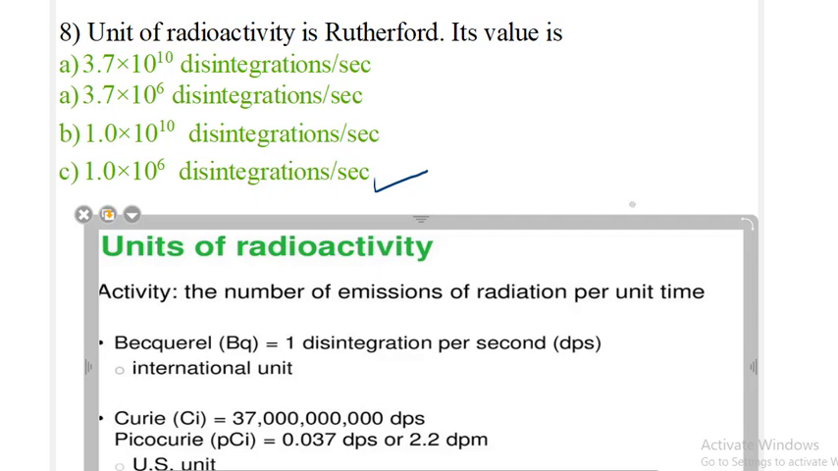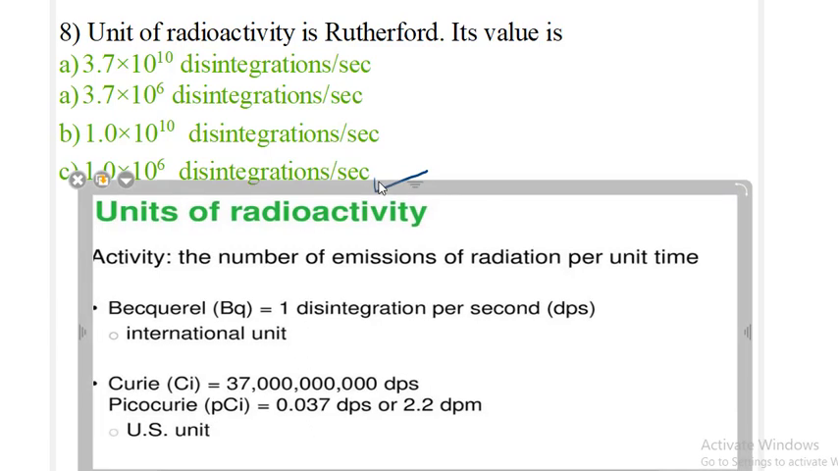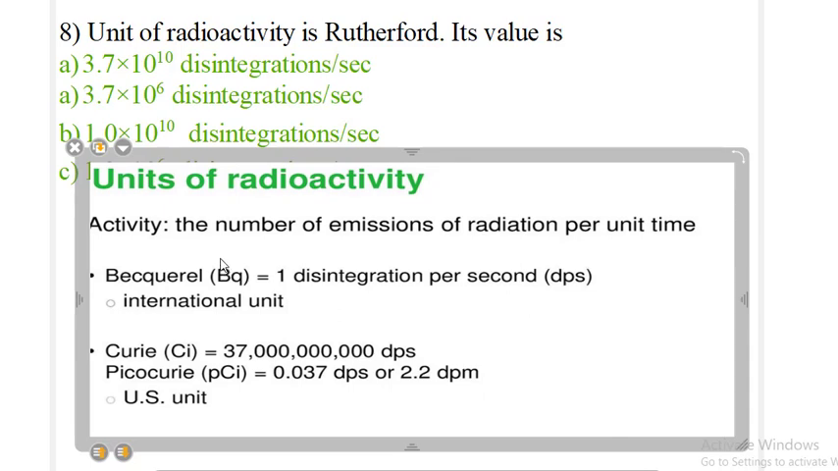Now one more thing, we must know some other units also. As we can see here in this case, some units are given. So one unit is becquerel. The SI unit of radioactivity is becquerel, which is 1 disintegration per second. We also have another unit called curie. 1 curie is 3.7 into 10¹⁰ disintegrations per second, which is given here.